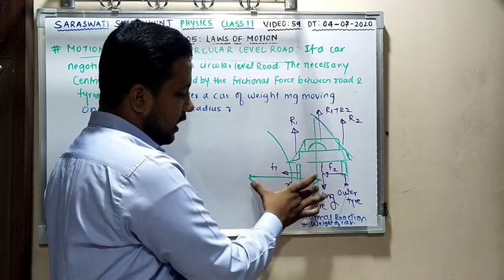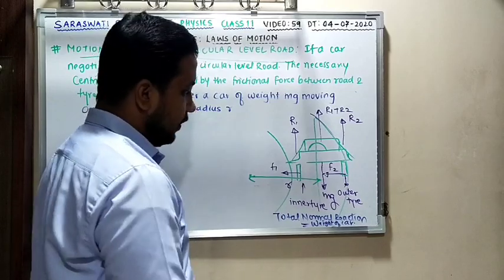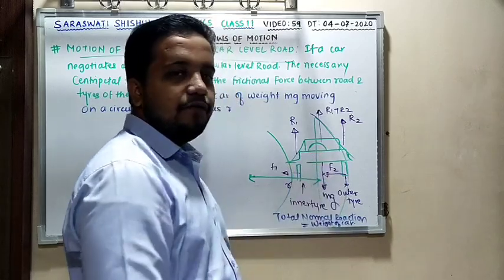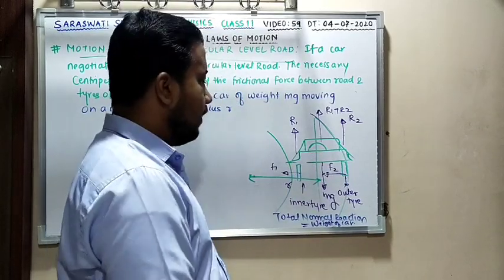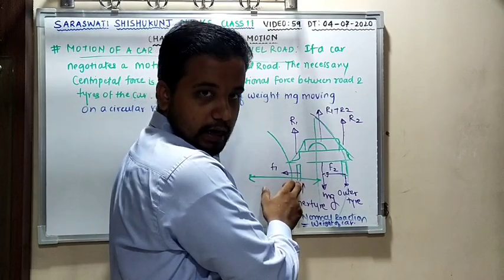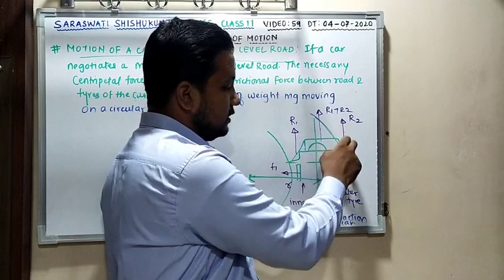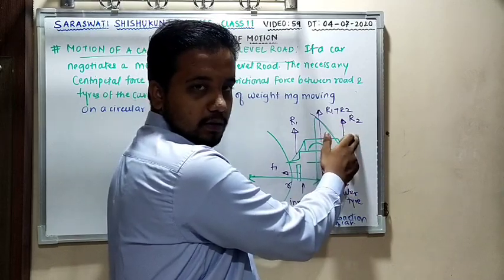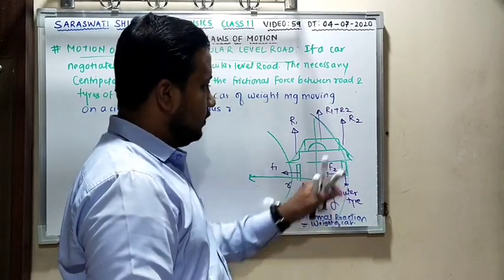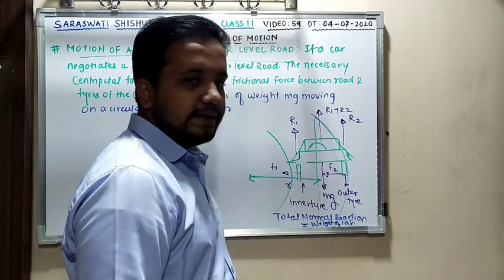The distance from the center of the car to the center of the circular track is the radius of the track, that is small r. F1 is the frictional force due to the inner tire. F2 is the frictional force due to the outer tire. Clear or not? This R1 is the reaction force due to the ground on the inner tire. This is the normal reaction due to the outer tire, R2. Clear? The total reaction is R1 plus R2, and the weight of the car, Mg, is acting downwards.